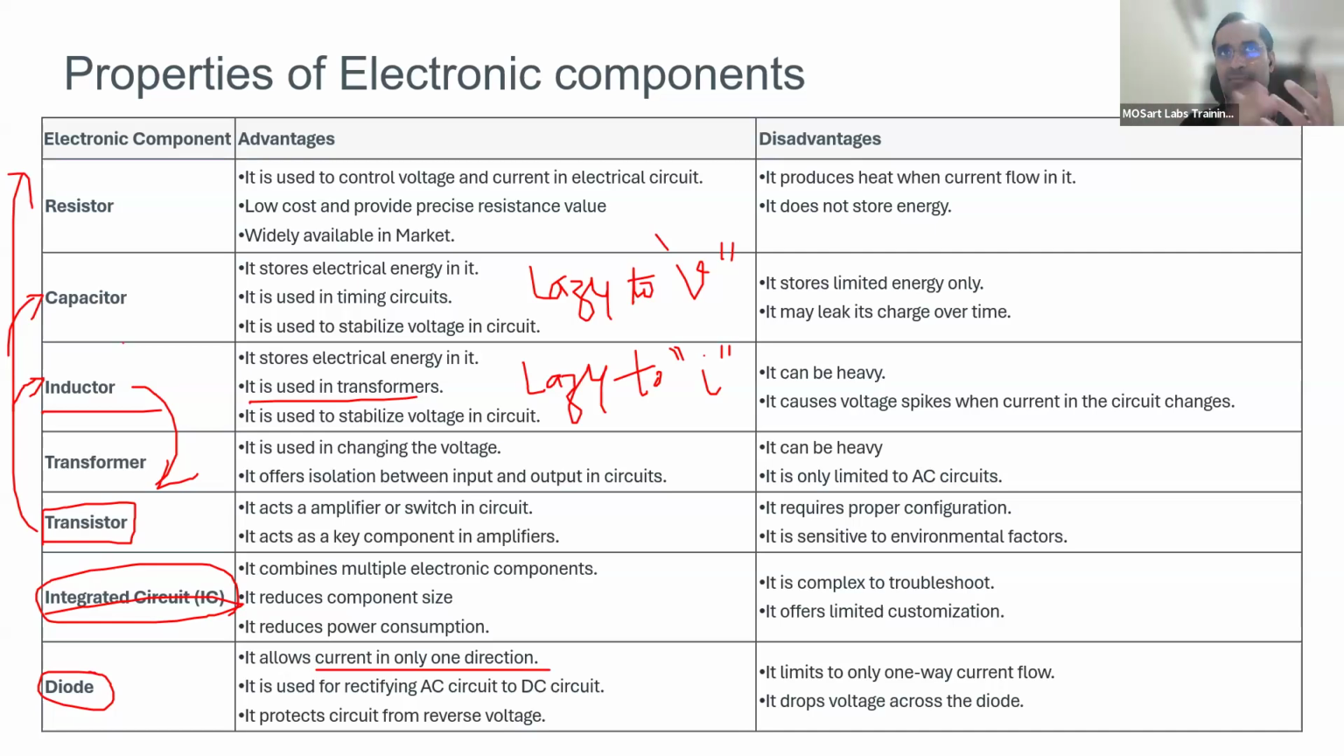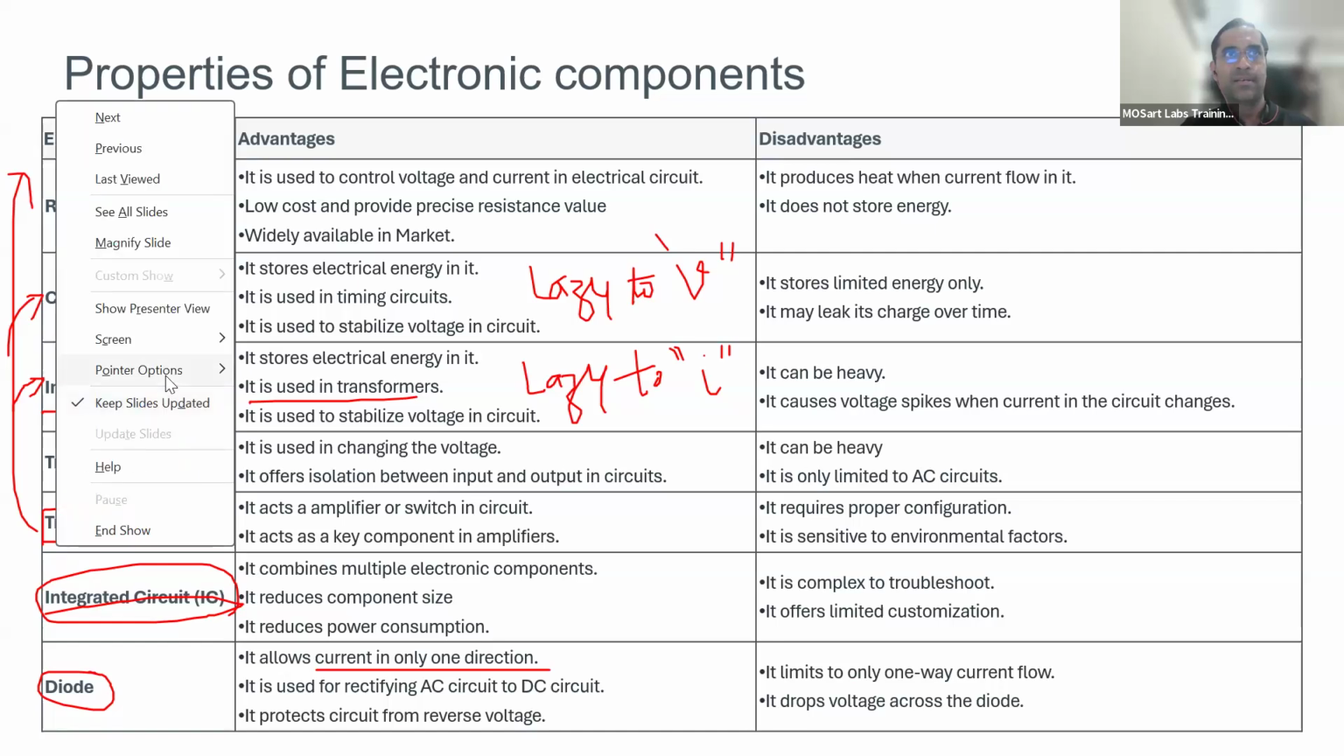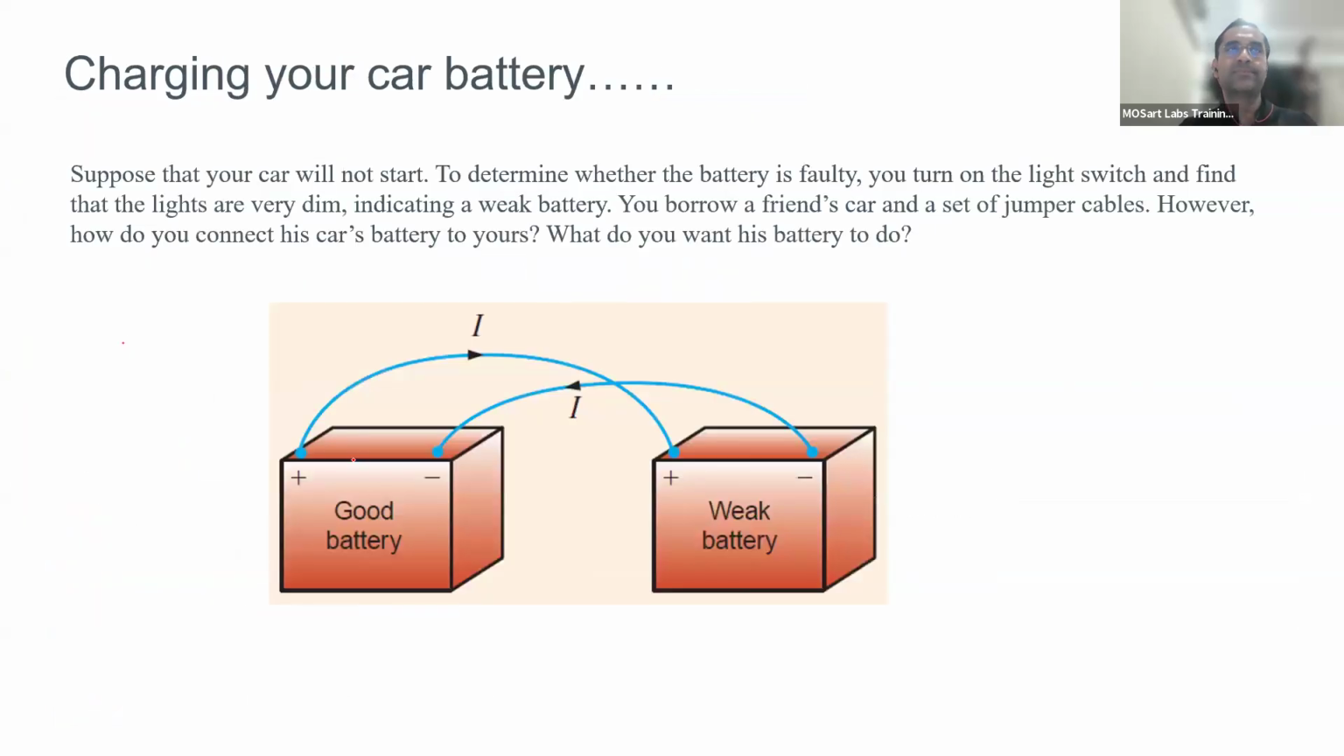So a combination of all of these is what is now used to build your circuits. Okay. Ultimately, any circuit is a combination of one or two or multiple of these. Right. So these are the properties of the electronic components. Okay. Right. So let's move on.